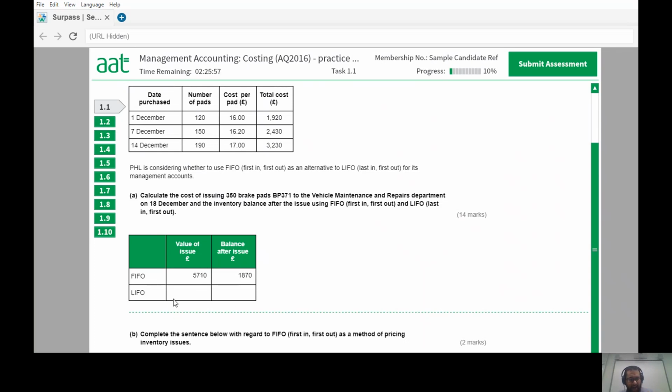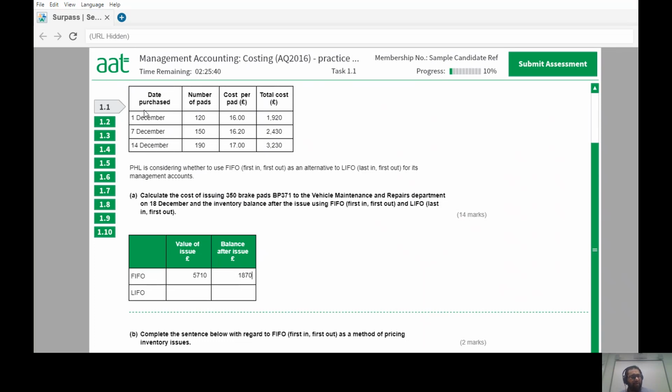Now let's move on to the Lifo method. When you go into the Lifo method, what does the method dictate? We have to use the last in, first out. So we're going to start in reverse order, which is from the 14th of December, and then work your way on the reverse date order.